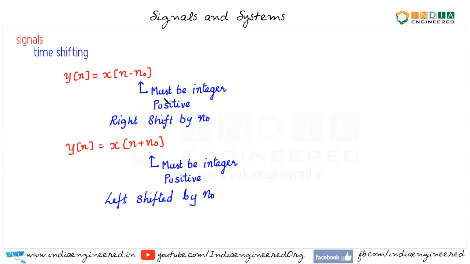The reason is obvious, because if n naught here is negative, then we will have in effect a left shift. So the points to remember: n naught must be an integer, since we are dealing with discrete time signals, and if n naught is positive, in this case the signal is right shifted by n naught, or in other words, it will represent a delayed signal. And here left shift means y of n, the signal is advanced.